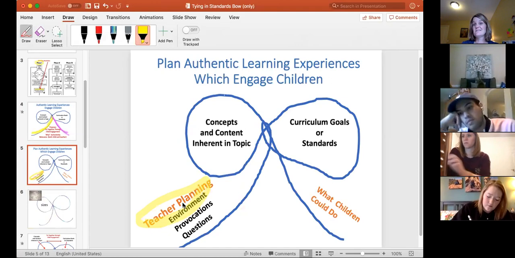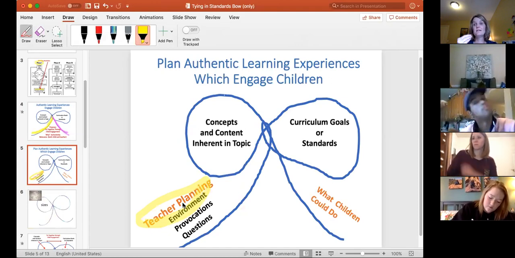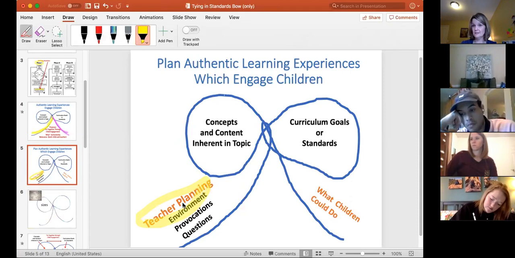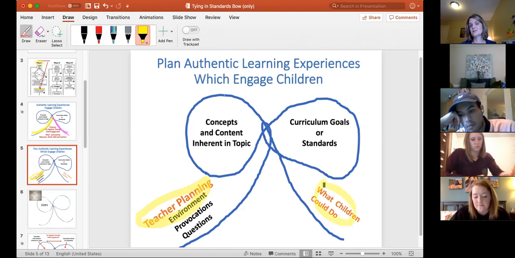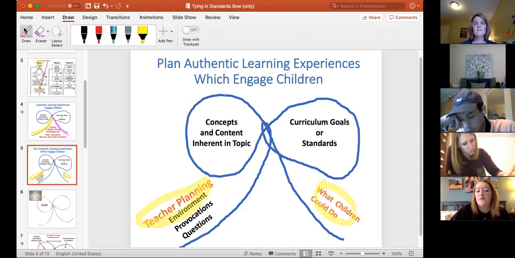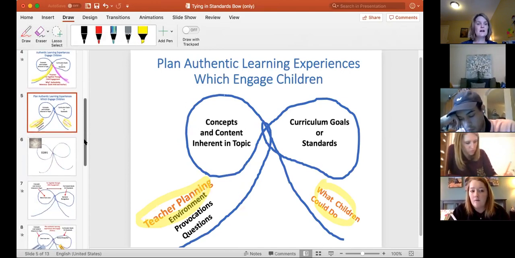And then the teacher's also going to ask questions, right? Because one of the things that we're doing, instead of direct instruction, we are facilitating, right? So we're guiding, we're scaffolding, we're asking questions. And then we want to brainstorm, okay, what are the things that children could do related to the topic and the standards? All right, so we're going to try this out.